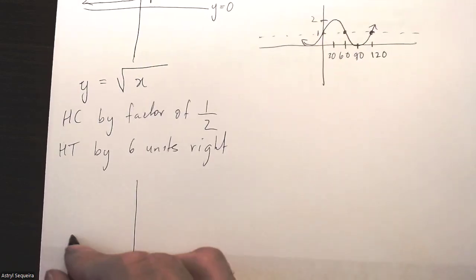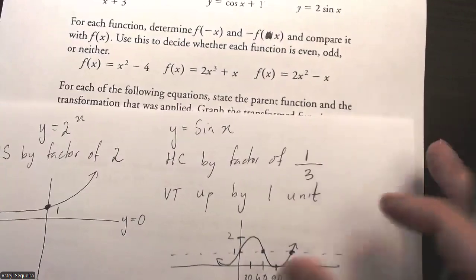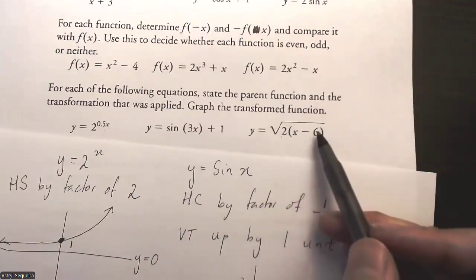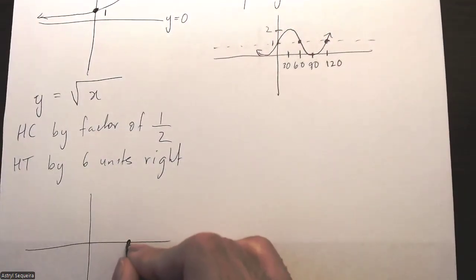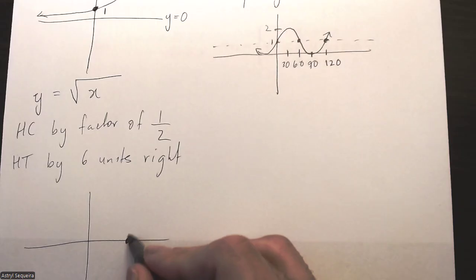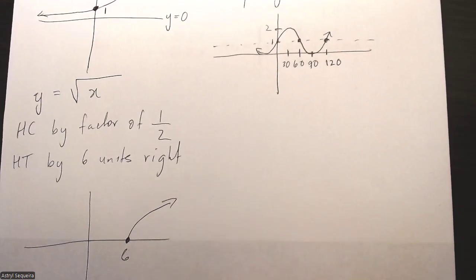Plotting this out, vertex is just at positive 6 and 0. And there are no reflections, so it just goes in the regular direction, a square root graph.